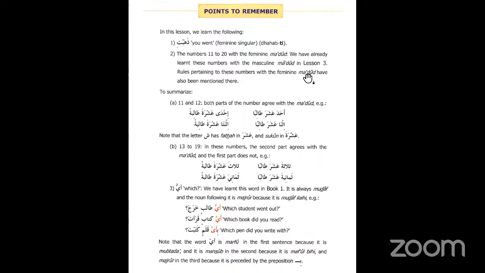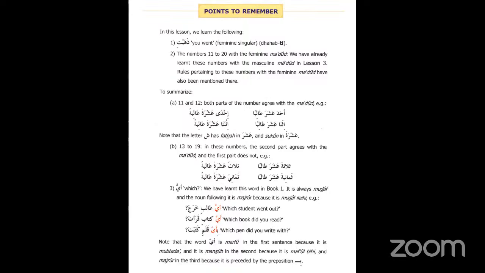In this lesson, we learn the following. Zahabti, you went, feminine singular. The numbers 11 to 20 with the feminine madud. We have already learned these numbers with the masculine madud in lesson 3. Rules pertaining to these numbers with the feminine madud have also been mentioned there. To summarize, 11 and 12, both parts of the number agree with the madud. For example, ahada ashara taliban, and then ihdi ashrata taliban.